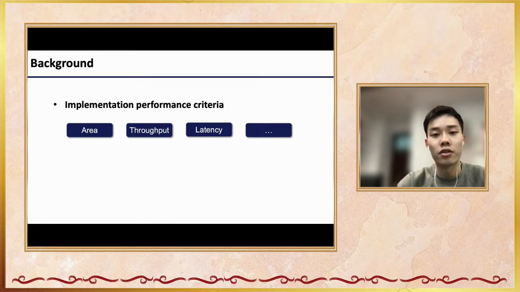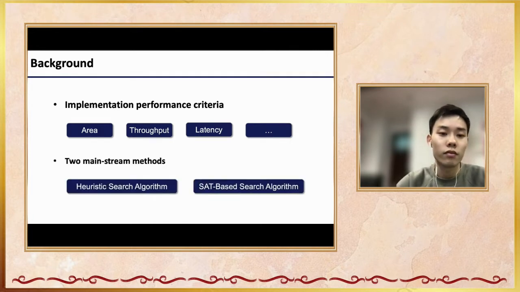The area cost is an important criterion, and we focus on it in this work. However, to our best knowledge, there is no efficient method to search for an S-box's implementation with the smallest area. Here, we briefly introduce two mainstream methods to find the implementation of an S-box, which are the heuristic algorithm and the set-based search algorithm.